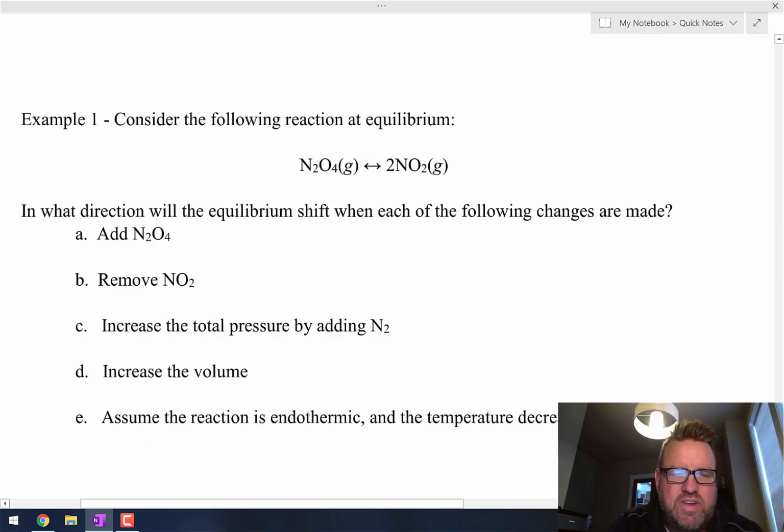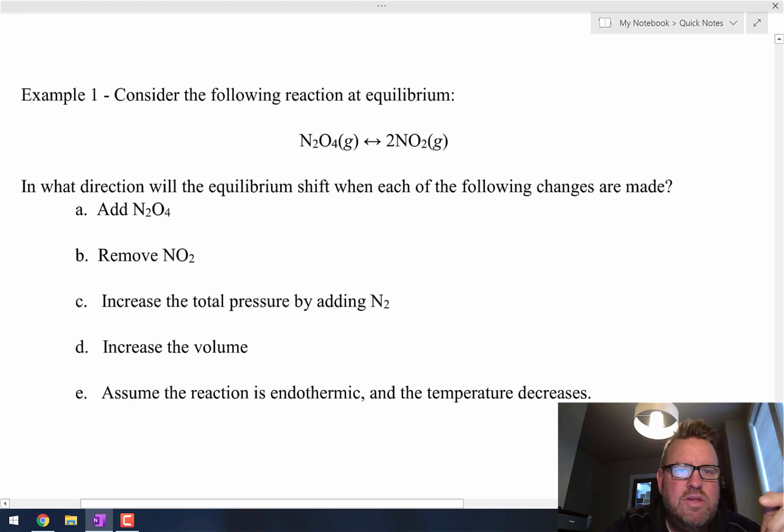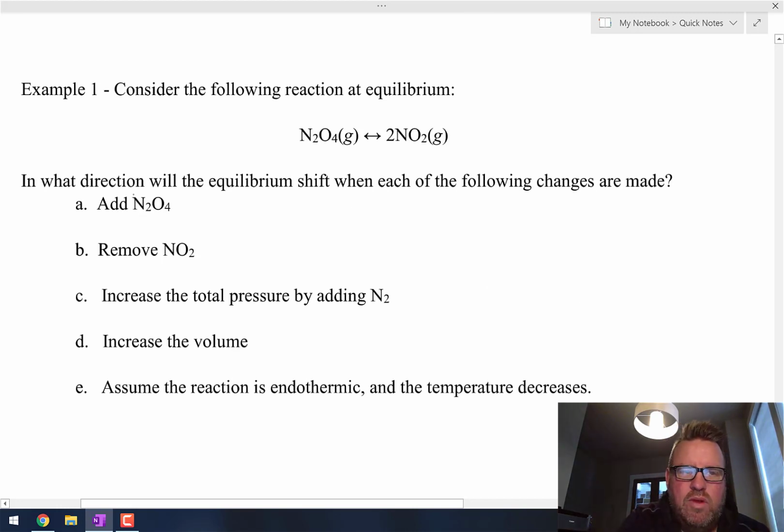Okay, let's look at a couple of examples here. In what direction will the equilibrium shift when each of the following changes are made? If I add some N2O4, that means I'm adding some reactant, and the reaction is going to shift to use that up, to consume it. And so that will cause a shift to the right.